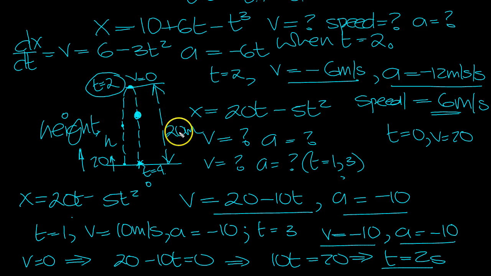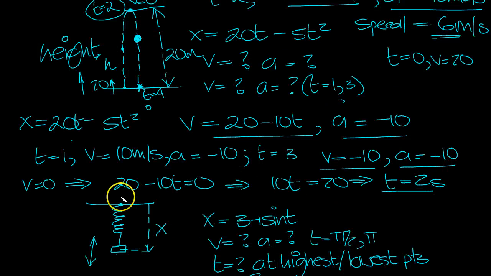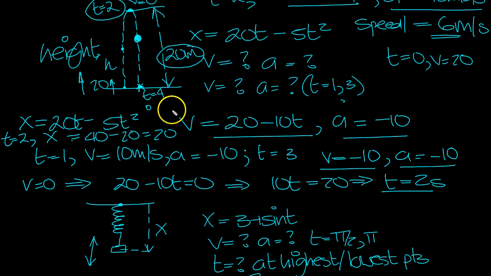And its greatest height, well, we know what the t is, don't we? t equals 2. So when t equals 2, I'll squeeze it in here. What does x equal? 20 2s are 40, minus 5 times 2 squared, which is 4, 5 4s are 20. 40 minus 20 is 20. So the height, and I've put it here, is 20 meters. Okay, so that's good. So we've done that.